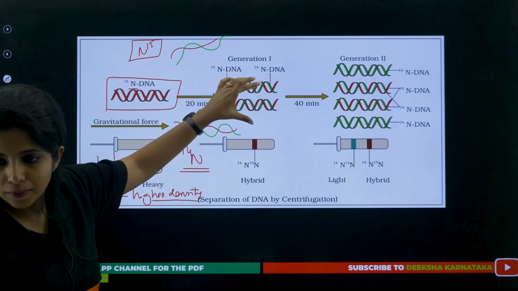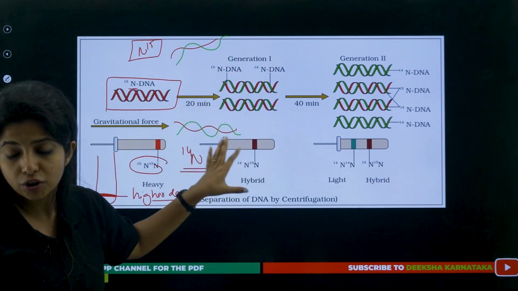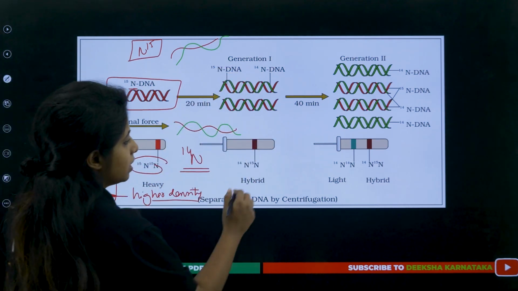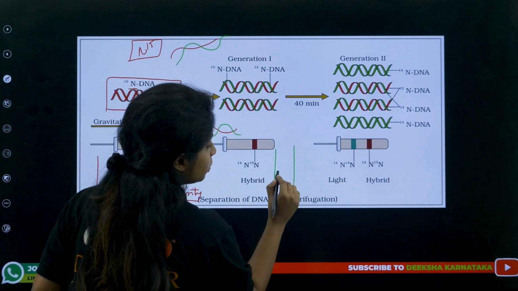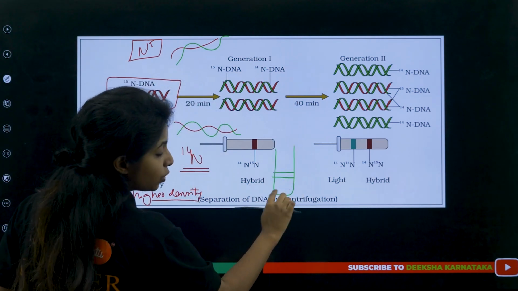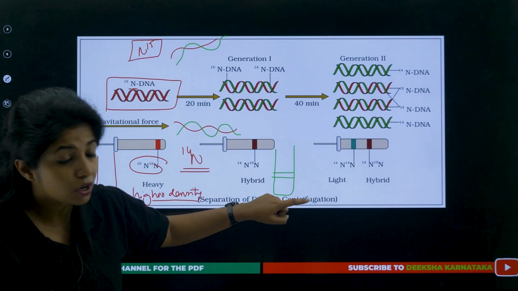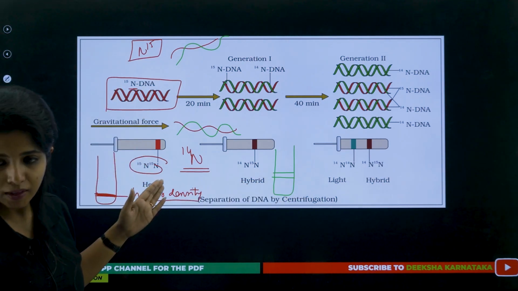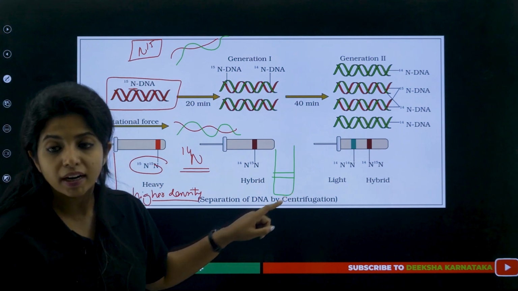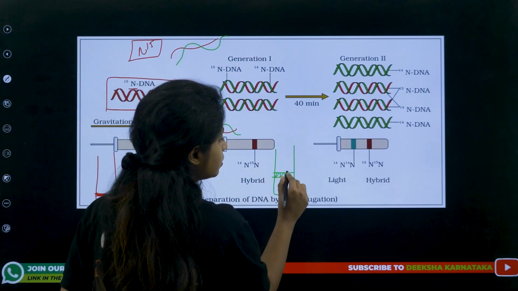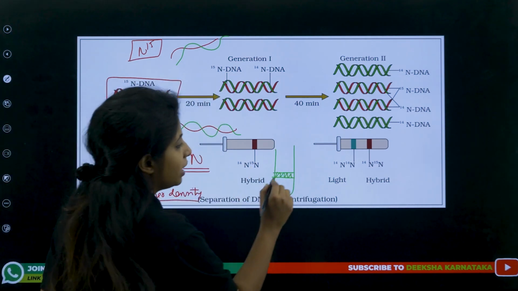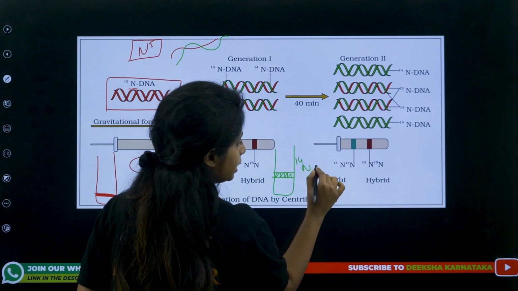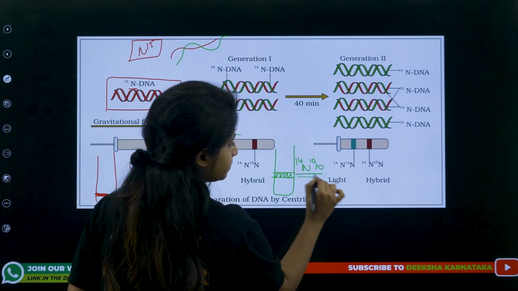This is shown over here. Now when I tried to centrifuge it in a cesium chloride medium, what I found was, in the test tube, it was settling somewhere here. It was not going down. It is not going down because both the strands do not have N15. One had N14 and one had N15, which is why it was somewhere in the middle region. Okay, so I'll write N14 and N15.